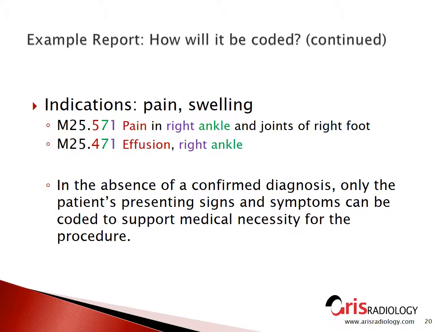The examples I gave of M25.571 and M25.471, in which the fourth character, 5, indicates pain, 4 indicates effusion, and in both cases, the fifth character, 7, indicates the ankle, and the final character, 1, indicates the right side. And again, in the absence of a confirmed diagnosis, only the patient's presenting signs and symptoms can be coded to support medical necessity for the procedure.